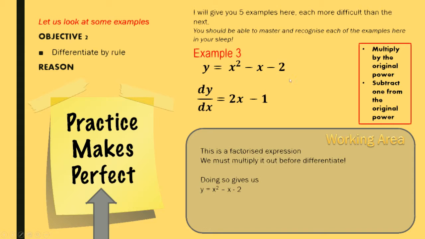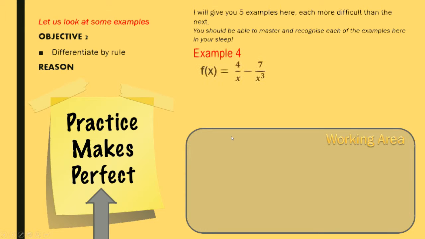And when we differentiate the minus 2, a number, it disappears. So our differentiated term, or dy by dx, is 2x minus 1. Example 4: 4 over x minus 7 over x cubed.